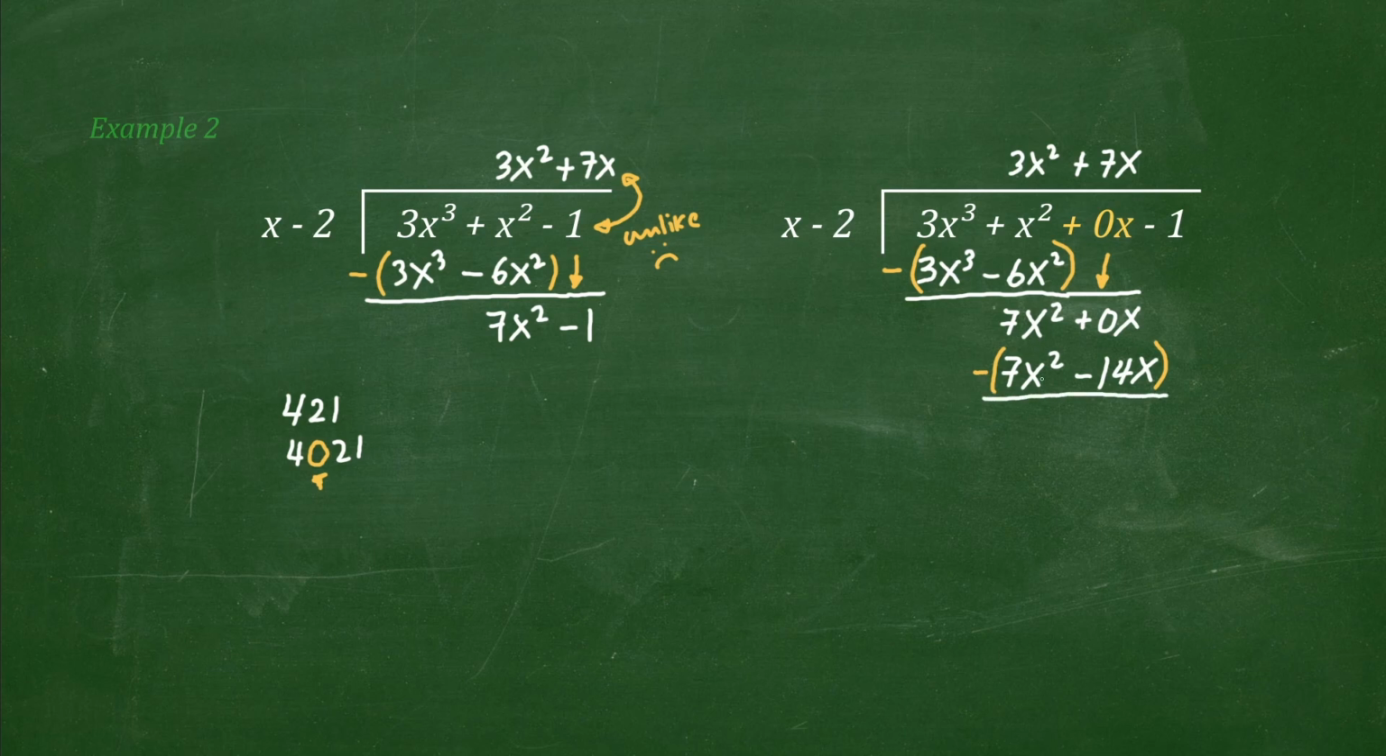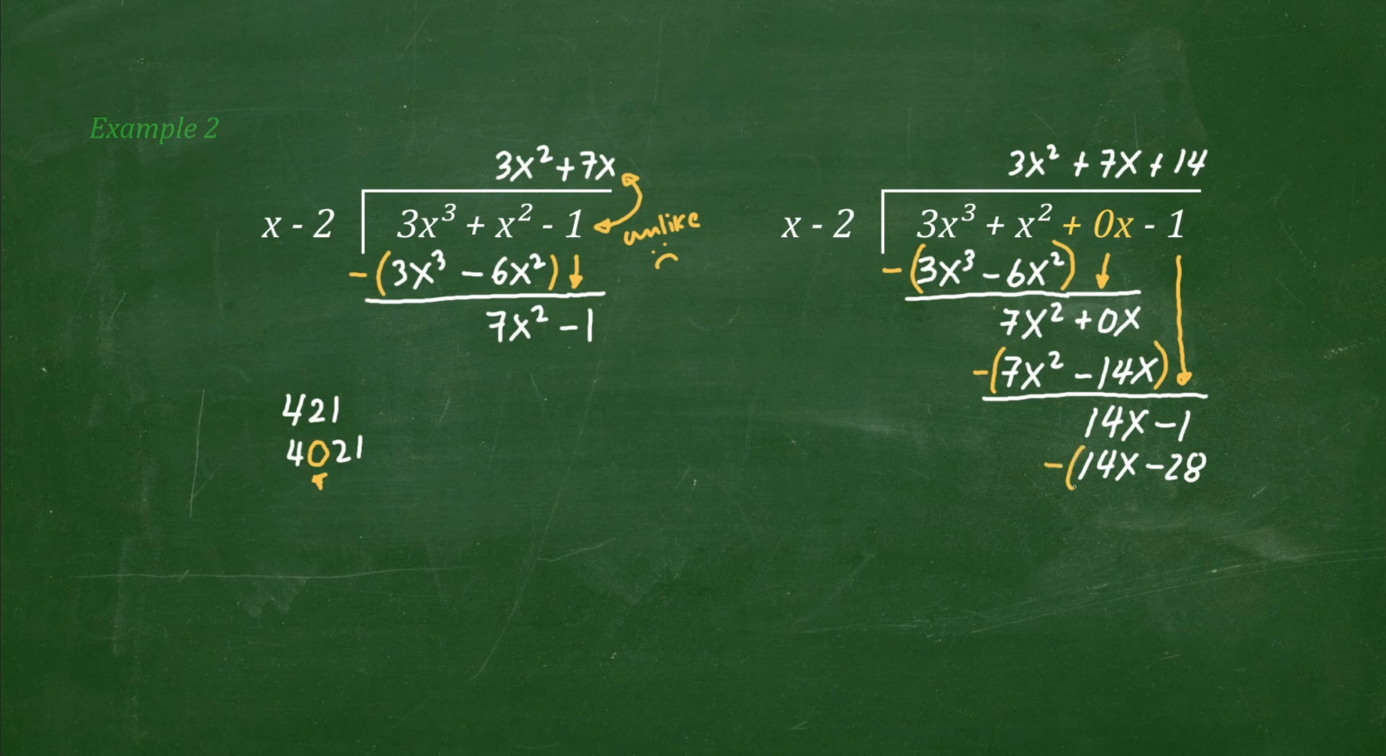So 7x squared minus 7x squared is 0. You don't need to write that. So 0 minus negative 14, this will become plus 14. Therefore, this should be 14x. Then, we bring down negative 1. We divide again. 14x divided by x is positive 14. Then multiply, distribute 14. 14 times x is positive 14x. Again, no problem, they are the same. 14 times negative 2, though, is negative 28.